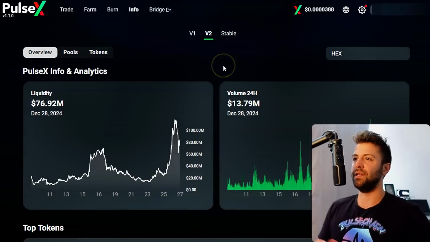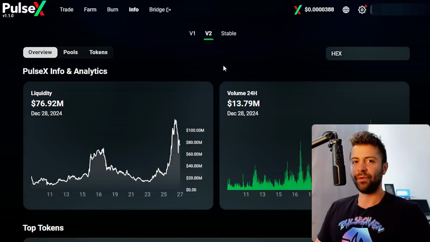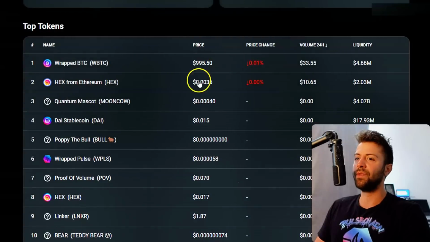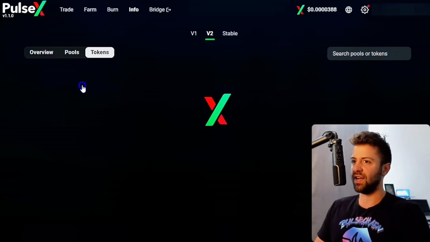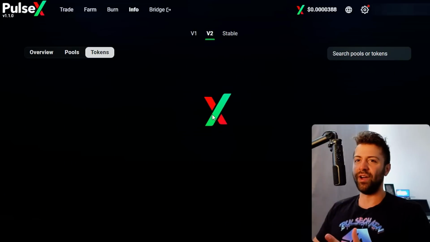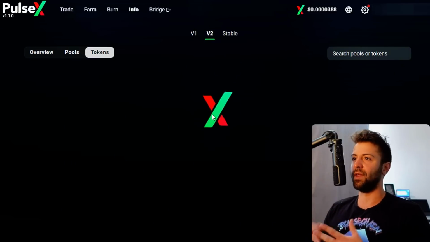If you ever want to see the APY for a regular pair, go over here to the info page on PulseX, go to V2 over here. You can scroll down to the coin you want. Let's choose HEX from Ethereum. Now, this page does take a while to load, but this is a good way to see how much fees you'd be earning for that risk of impermanent loss.